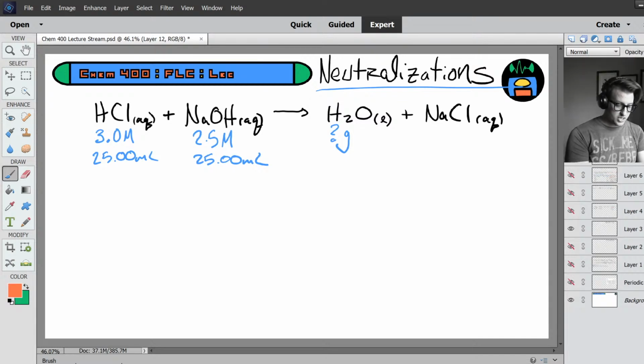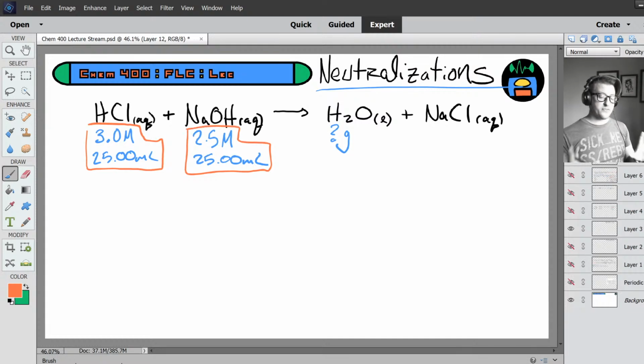Anytime you're given initial quantities of more than one reactant, then it's a limiting reactant problem. You have to figure out which one is going to run out first. To do that, you need to do the calculation for grams of water that could be produced by each quantity. Whichever value is lower, that is your theoretical yield, and it came from your limiting reactant.